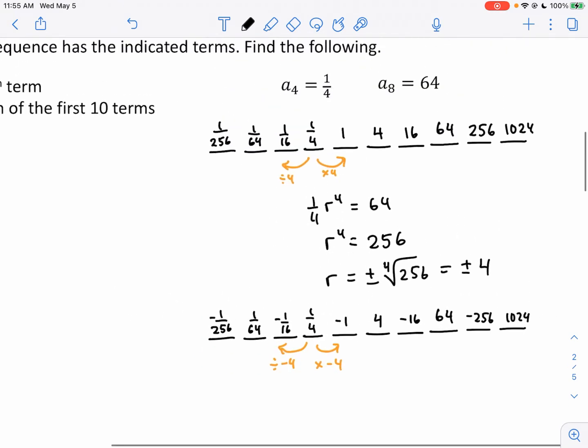So the only difference between these two possible answers is that one is alternating signs and the other one is not. But they both produce the same 4th and 8th numbers, which are 1/4 and 64.